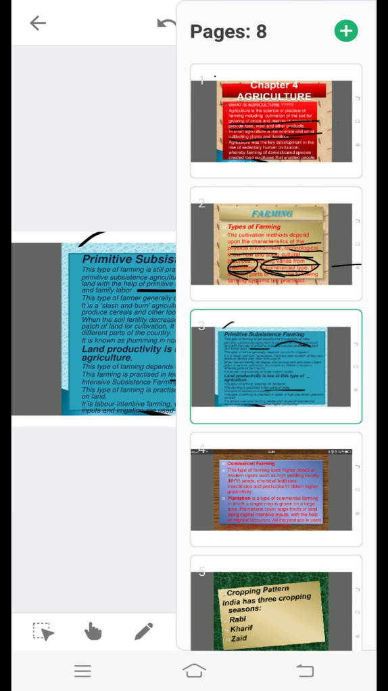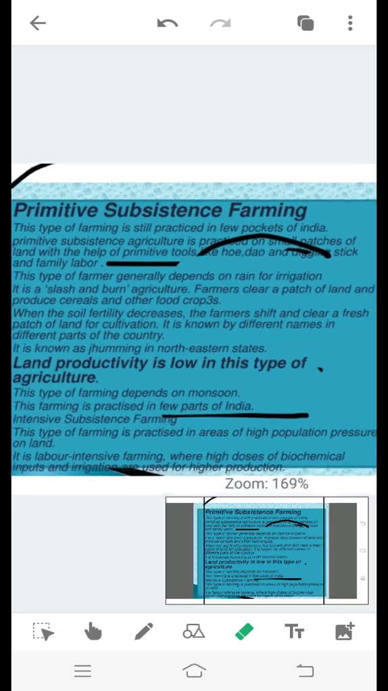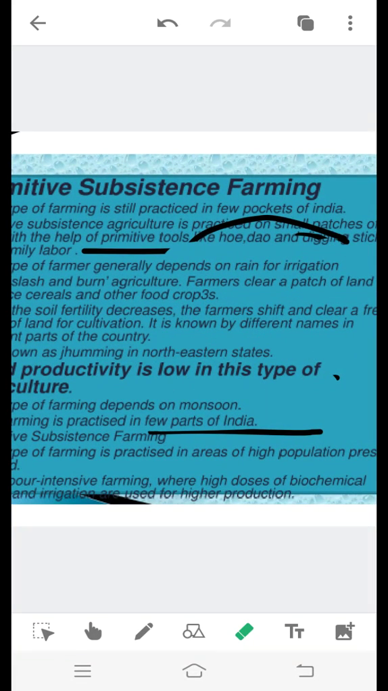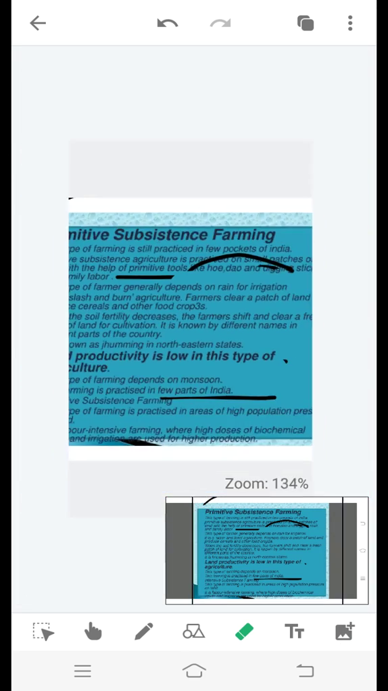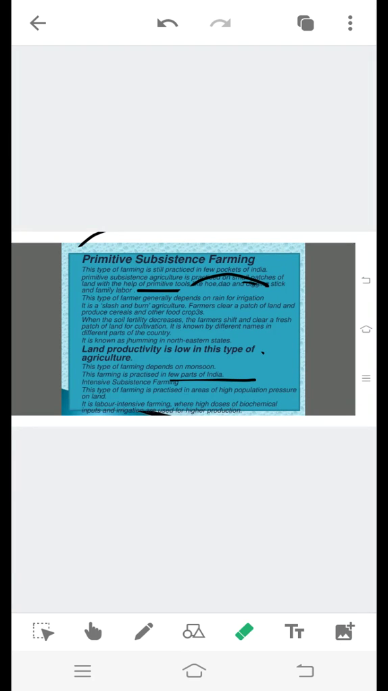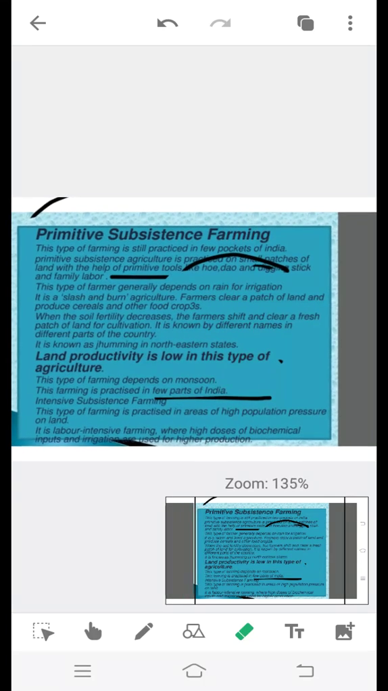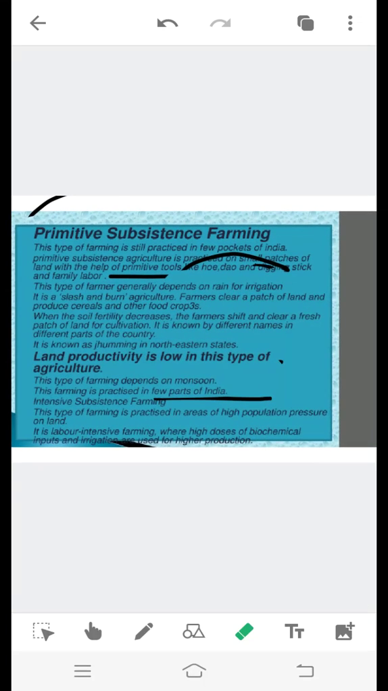Now, moving to the next one, that is intensive farming. What do you understand by the term intensive? When we talk about intensive, it means concentrated. It is labor-intensive farming where high doses of biochemical inputs and irrigation are used for higher production.